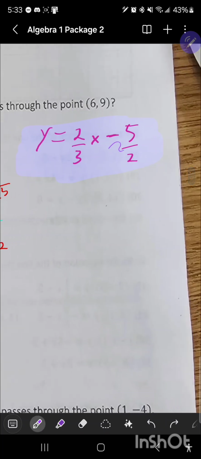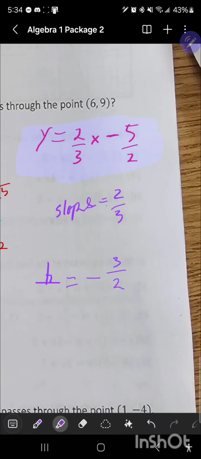Now we have the slope. The slope is the value before the x, which is 2 over 3. Now we want a perpendicular slope. A perpendicular slope, as I mentioned before, is the opposite reciprocal. This is positive, so we want a negative value here, and then we just flip it. It will be negative 3 over 2. And this is the slope we're looking for.